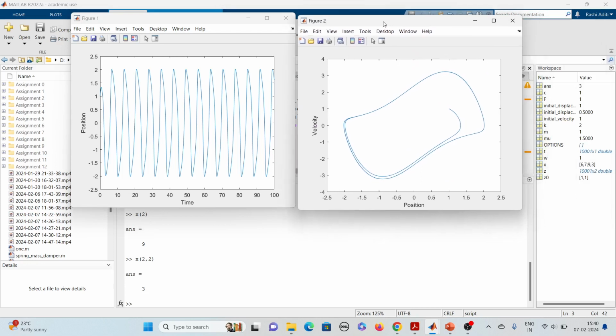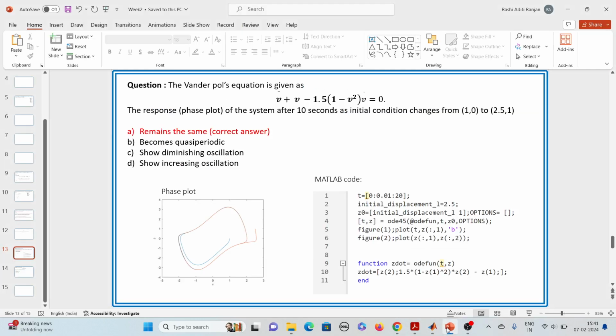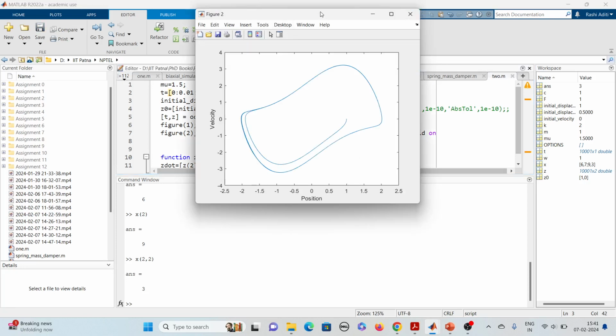You can see that it is making a periodic response, right? There is a loop, not a circle but a loop, which is a closed orbit that it is following with time, and it is obviously a periodic response. So what is going to happen if I change its initial condition? We have 1 comma 0 now, and 2.5 comma 1. So for 1 comma 0, this is the response.